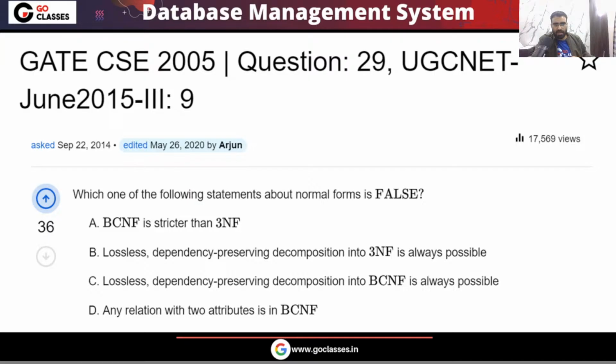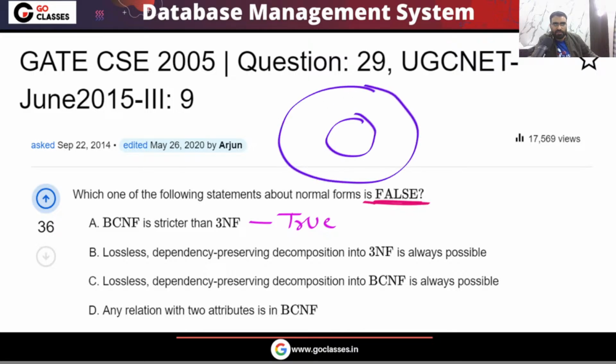Okay, let's solve this question. This is a GATE 2005 question. Which of the following statements are false? The question is asking for the false statement. BCNF is stricter than 3NF. This statement is actually true, because every BCNF relation is 3NF, but there are 3NF relations which are not BCNF. So BCNF is more strict than 3NF.